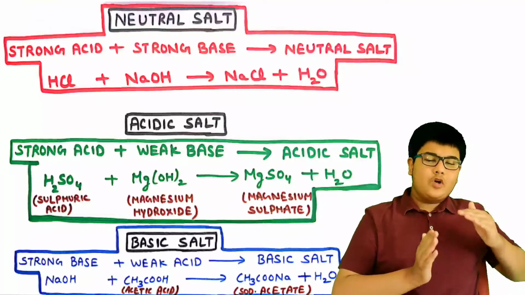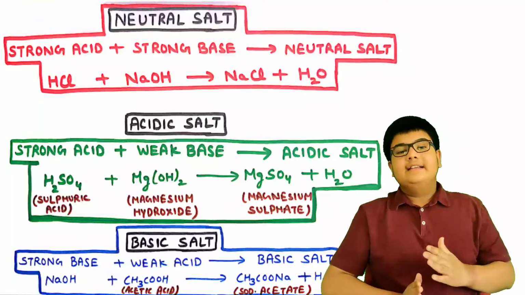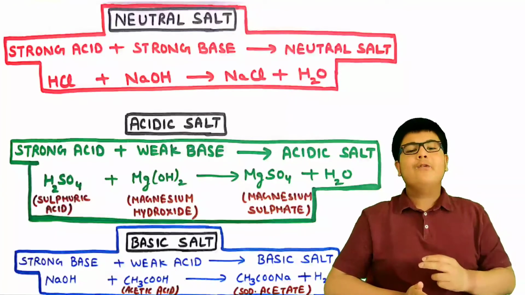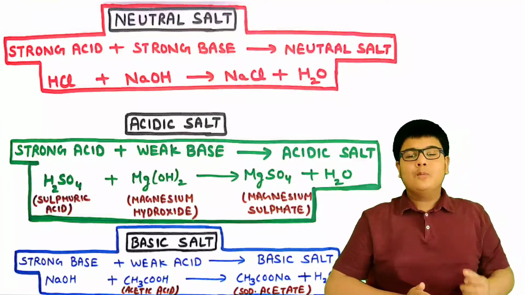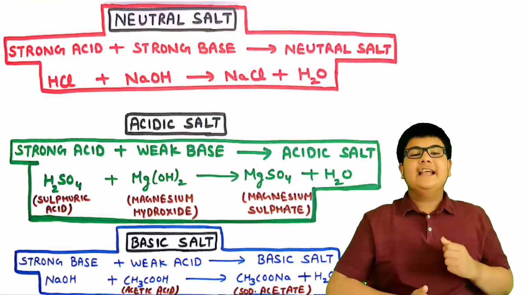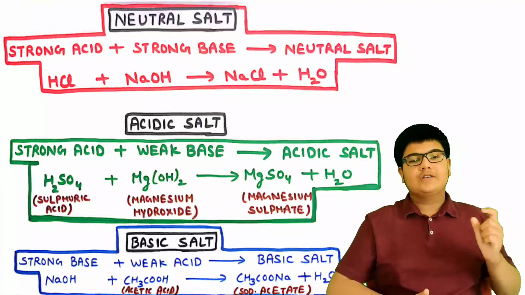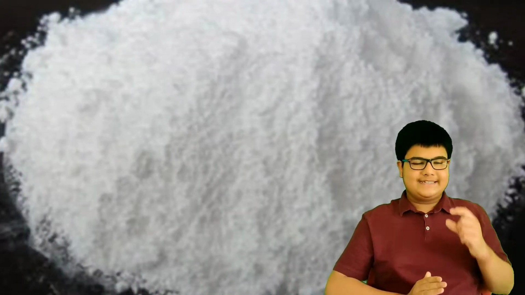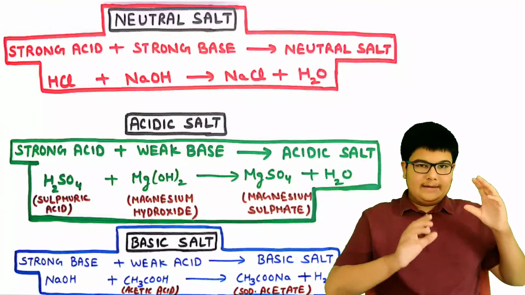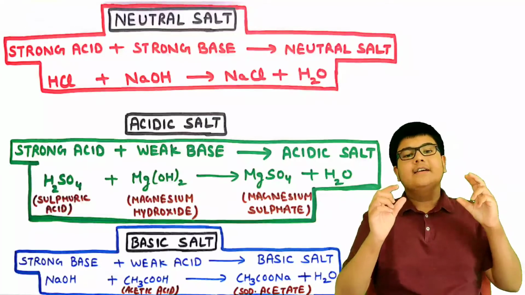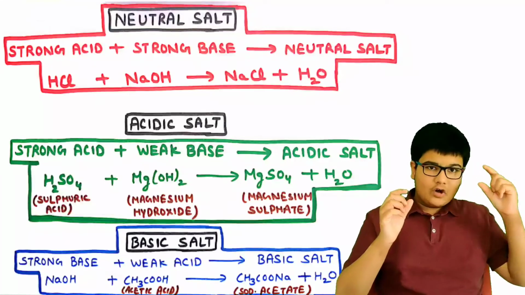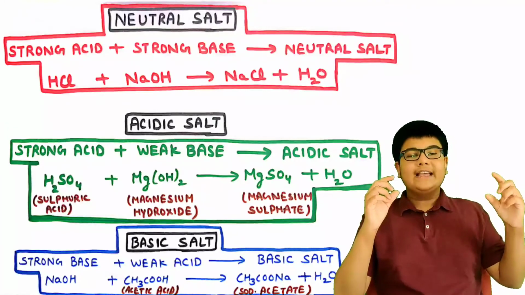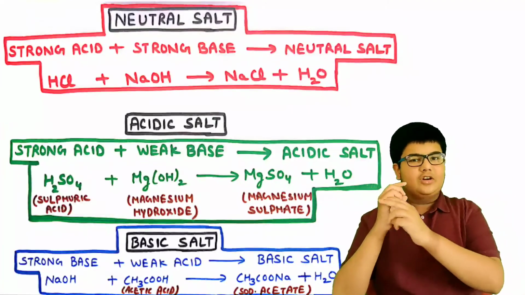Now when we react a strong base with a weak acid, then a basic salt is formed with pH more than 7. For example, if we take the reaction between sodium hydroxide and acetic acid, then sodium acetate is formed, which is a basic salt. So strong acid plus strong base, neutral salt. Strong acid plus weak base, acidic salt. Weak acid plus strong base, basic salt.